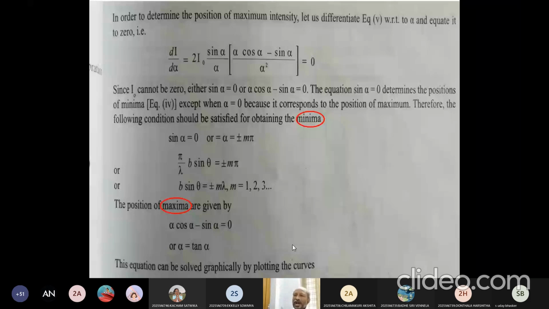So when I say alpha cos alpha minus sin alpha is equal to 0, that implies alpha is equal to sin alpha by cos alpha, which is equal to tan alpha. That is what you see here.